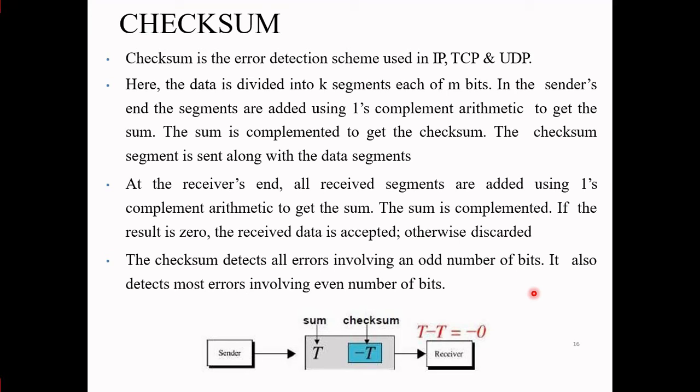At the receiver's end, all received segments are added using 1's complement arithmetic to get the sum. The sum is complemented, and if the result is 0, the received data is accepted, otherwise discarded. The checksum detects all errors involving an odd number of bits. It also detects most errors involving an even number of bits.